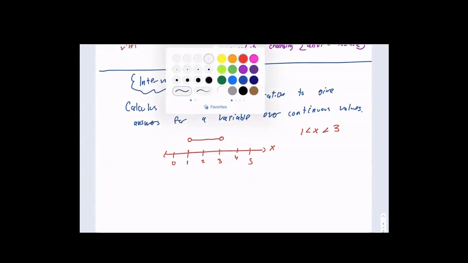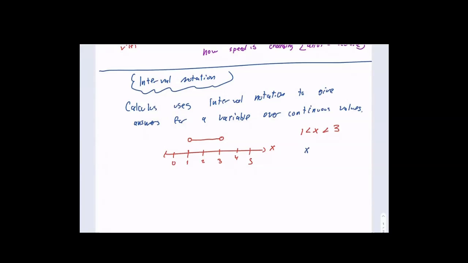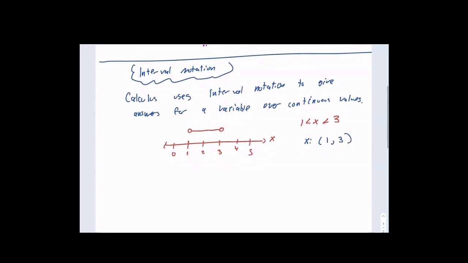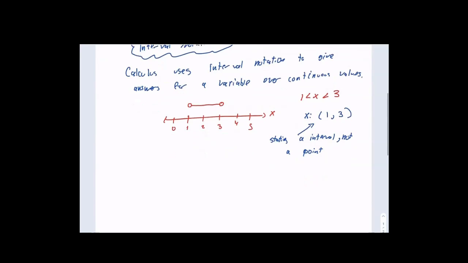In calculus, we write the same thing as x in (1, 3), with parentheses. Now it's important to note that this is stating an interval, not a point. It is not the value 1 comma 3. It is the values of x such that x is between 1 and 3. So this is how we utilize the information in calculus.